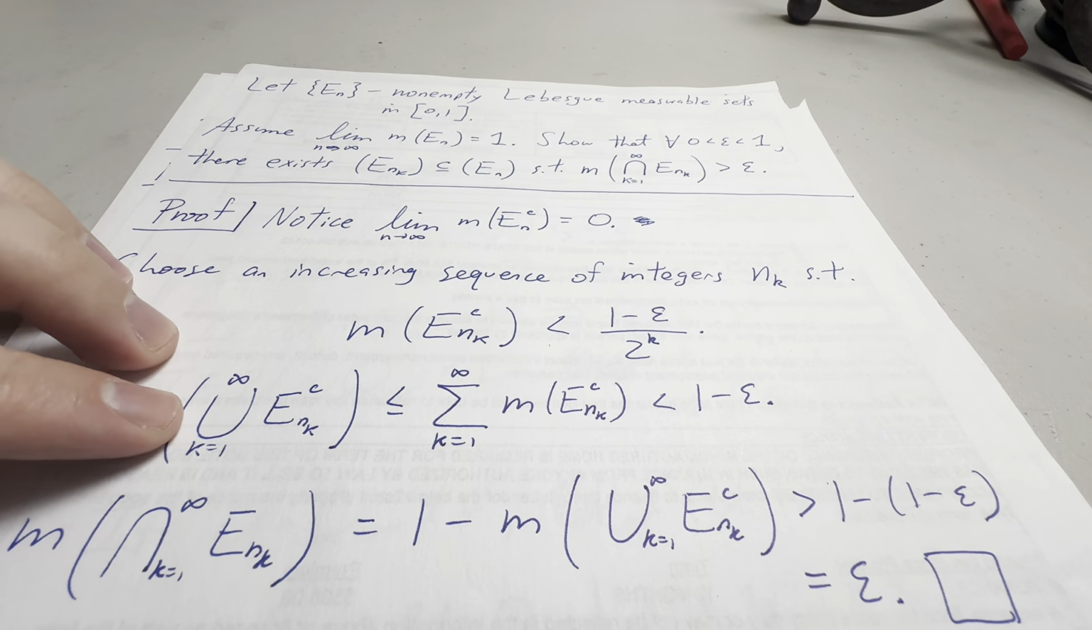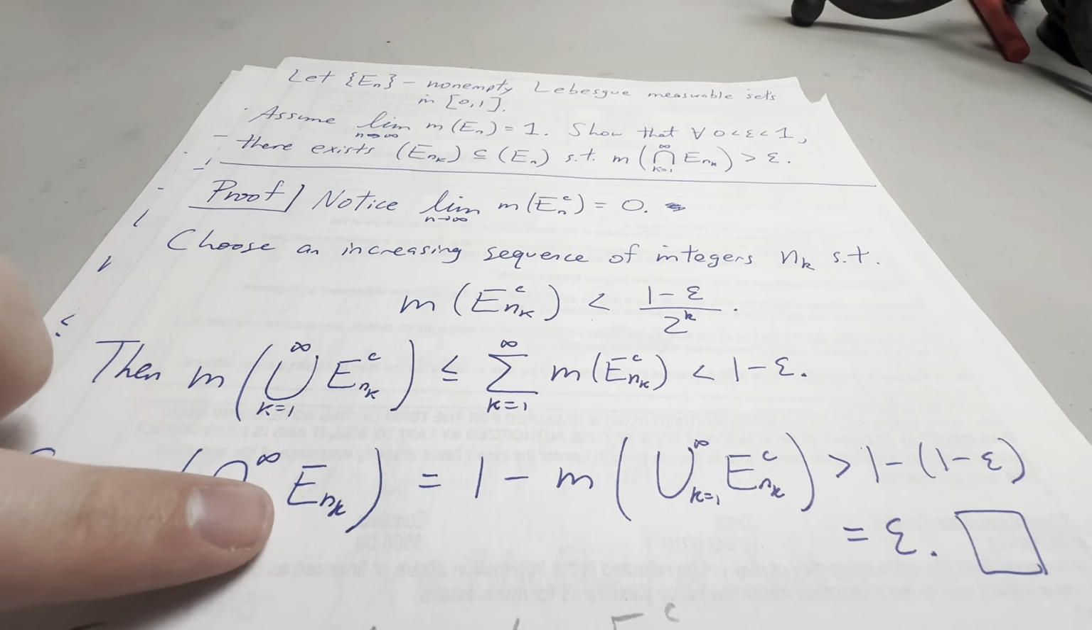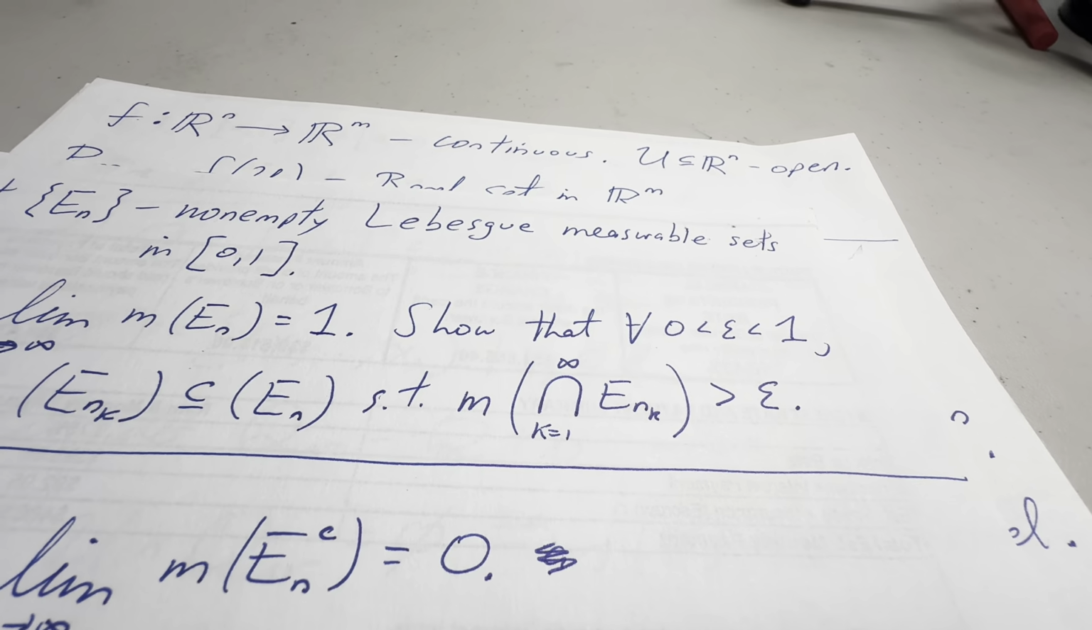Okay, so now we know how big the union of E_{n_k} complement is. So now let's look at the intersection of E_{n_k}s, because that's what the original problem was about, the intersection of E_{n_k}s.